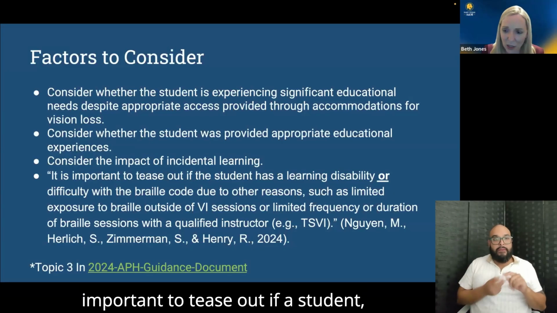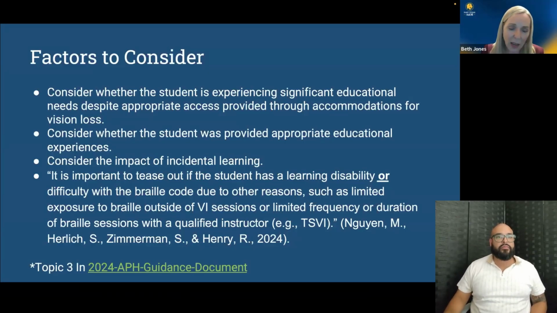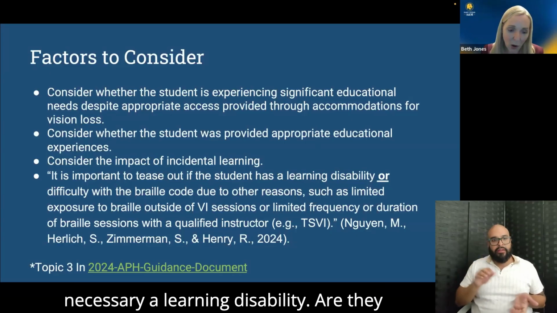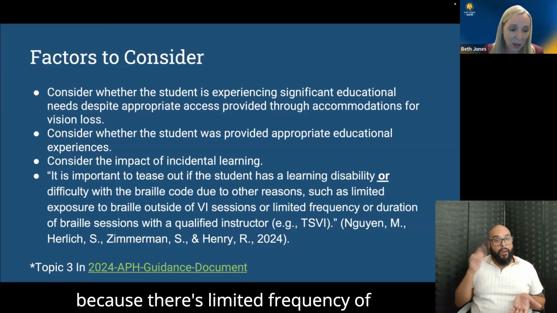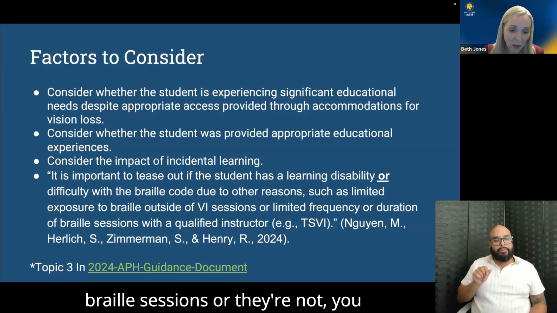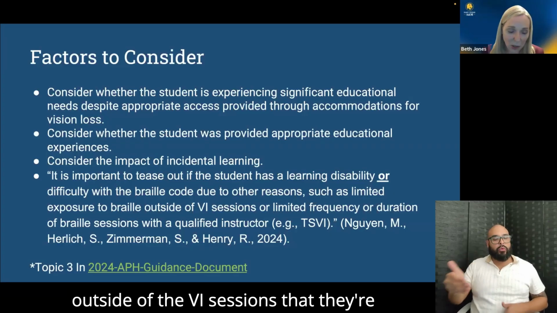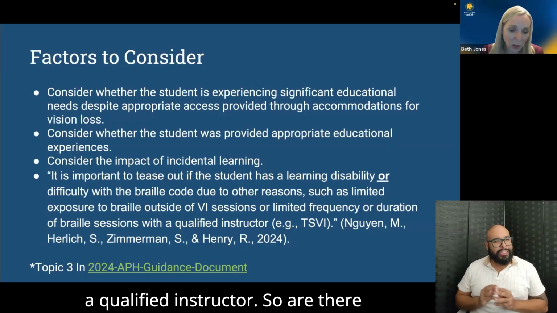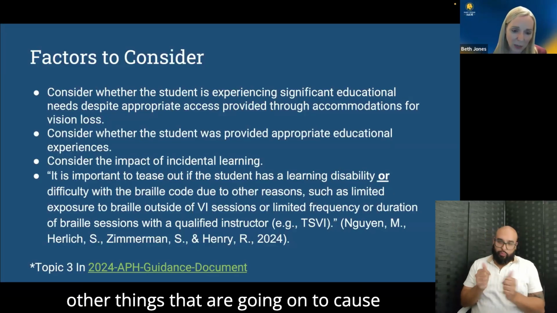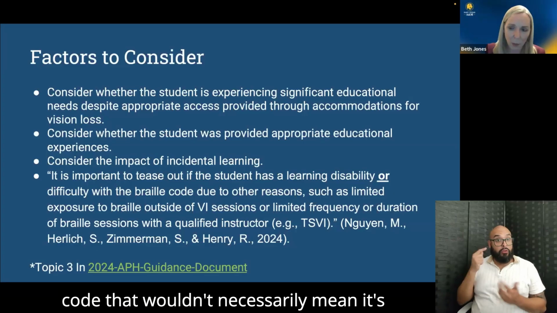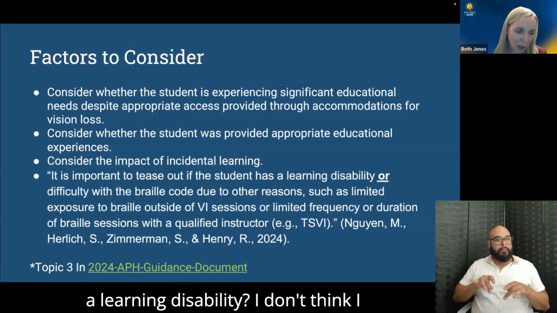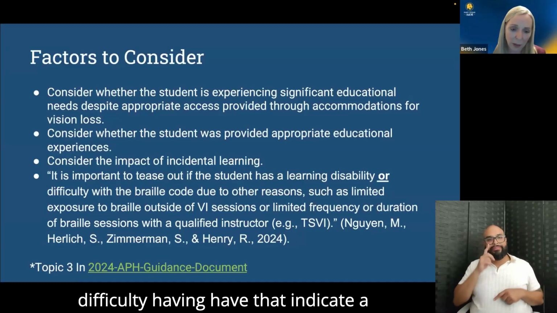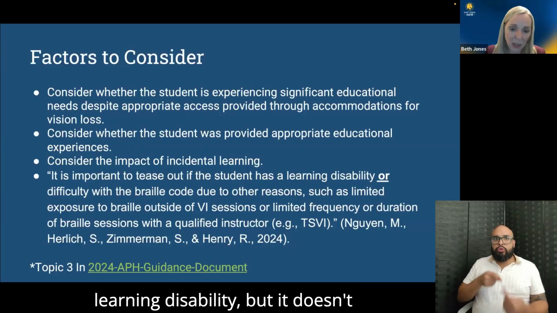And it's also important to tease out if a student is having difficulty learning the Braille code due to other factors that aren't necessarily a learning disability. Are they having difficulty with Braille code because there's a limited frequency of Braille sessions, or they're not practicing Braille outside of the VI sessions that they're getting, or with a qualified instructor? So are there other things that are going on to cause that difficulty with picking up the Braille code that wouldn't necessarily mean it's a learning disability? I think it's possible to have difficulty indicate a learning disability, but it doesn't necessarily have to mean that.